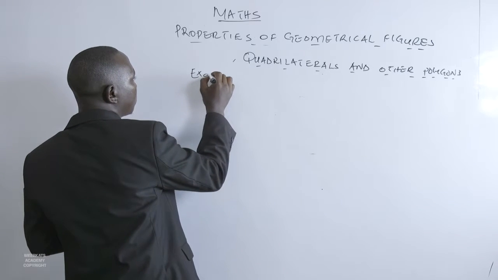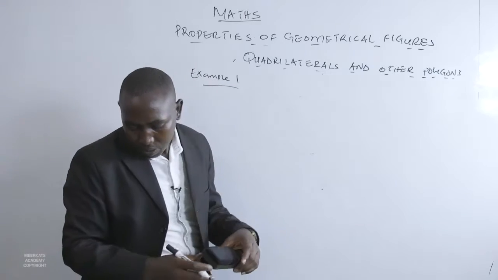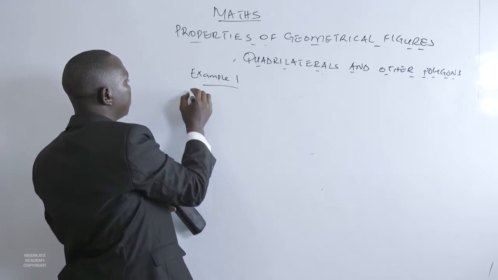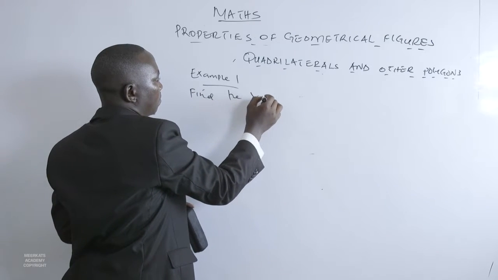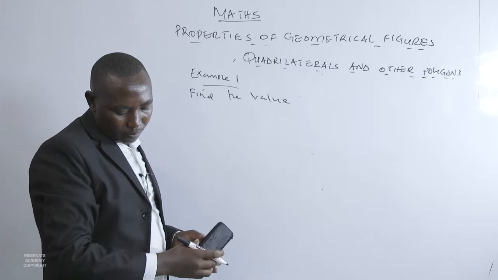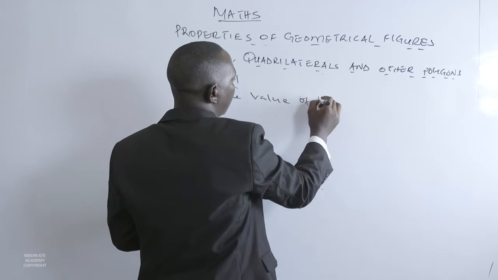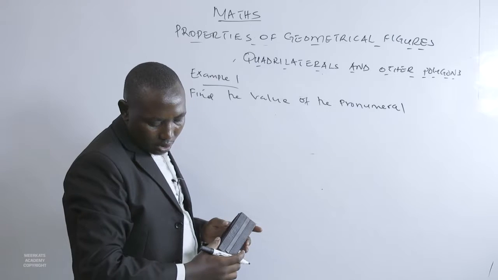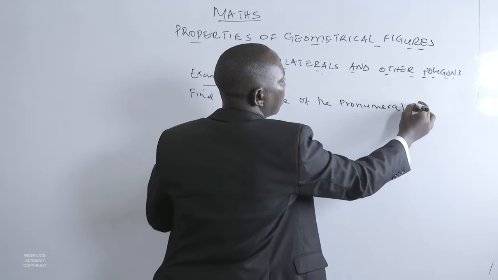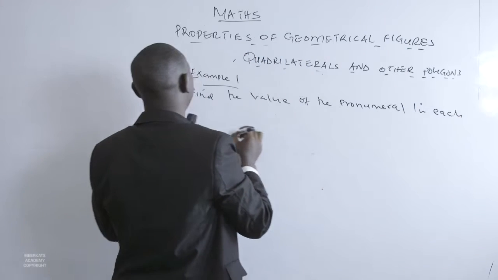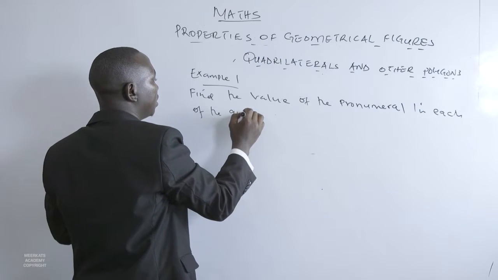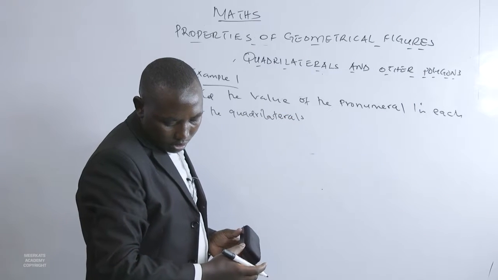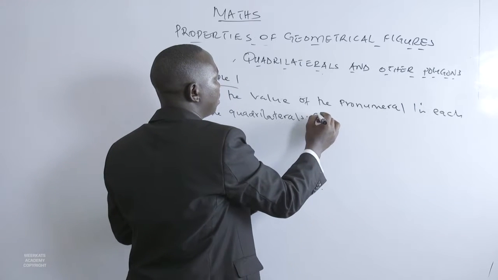Example 1. We are asked, find the value of the pronumeral in each of the quadrilaterals, and you should also give reasons.